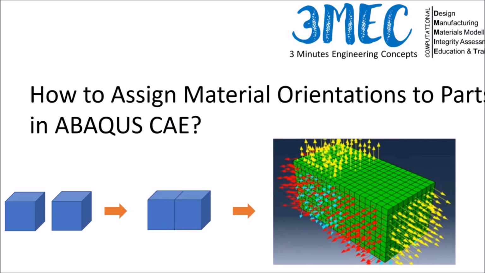Hello everyone, in this video I'm going to show you how to assign material orientations to parts, and in this case I will create two different parts. I will tie them together or bond them together, and then I will assign two different orientations to each of these blocks, and I will pull them in from one direction, similar to what you see in that uniaxial tensile test situation.